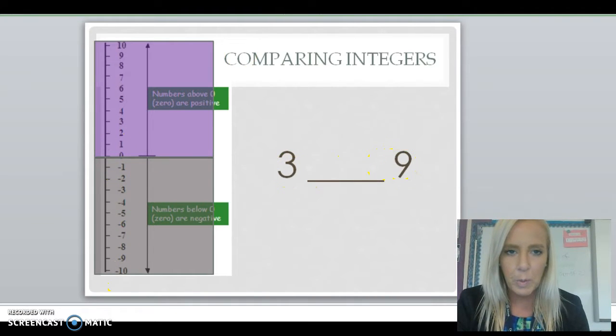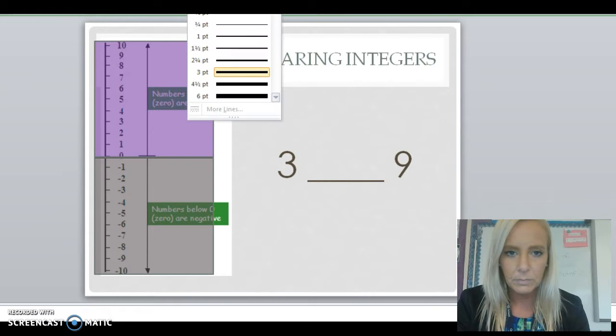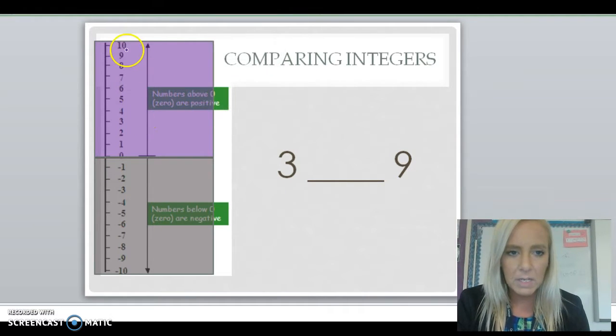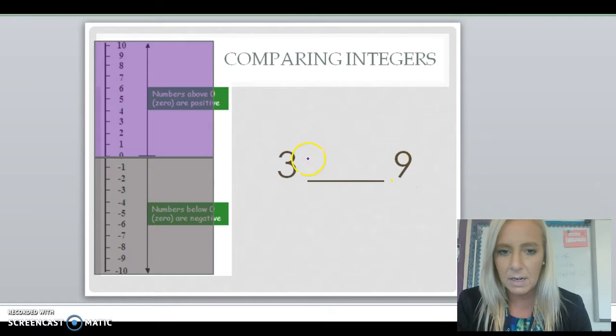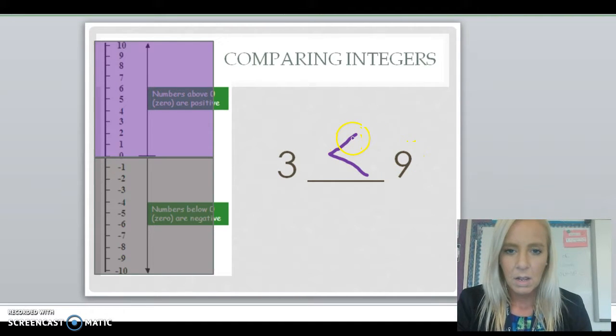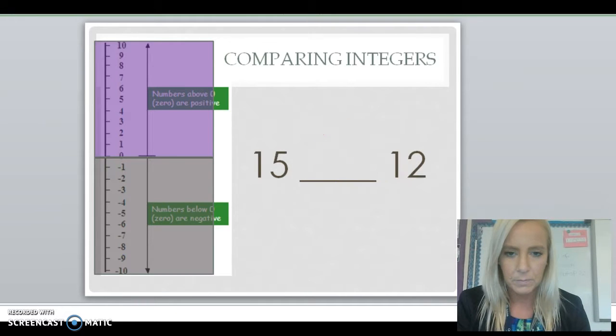When comparing two positive numbers, the higher on the number line it goes, the greater the symbol. So in this case, 9 is greater than 3, or I can think of it as 3 is less than 9. For those of you that like Pac-Man, the Pac-Man is eating the greater number. Now again here, 15 is higher on the number line, therefore 15 is greater than 12.